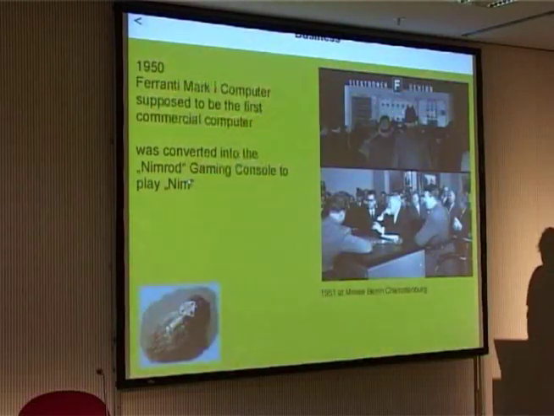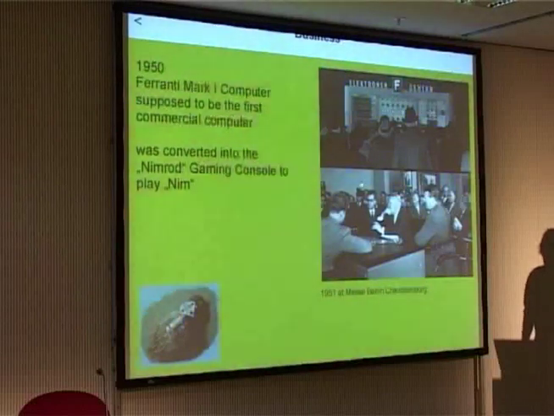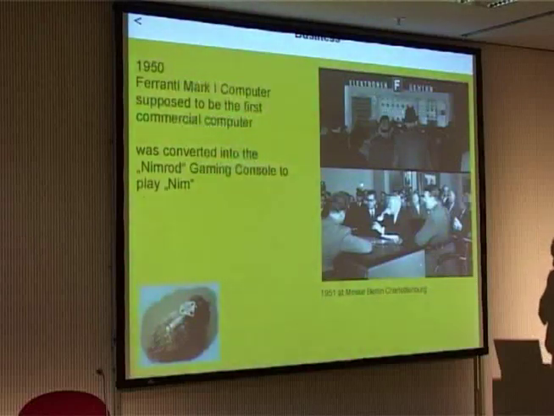And I show you the game. It's a traditional game of matches. And so they chose this game because it fits very well into their needs.